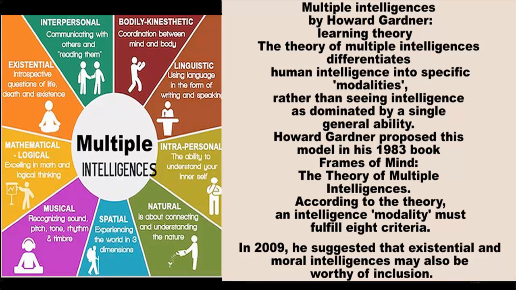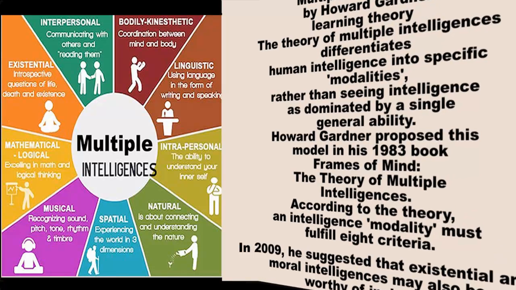Gardner proposed this model in his 1983 book Frames of Mind: The Theory of Multiple Intelligences. According to the theory, an intelligence modality must fulfill 8 criteria. In 2009, he suggested that existential and moral intelligences may also be worthy of inclusion.